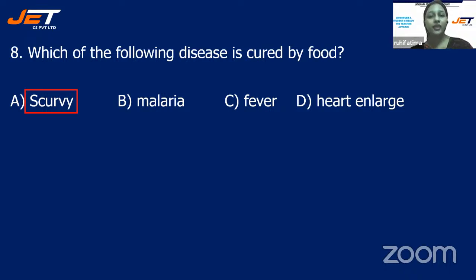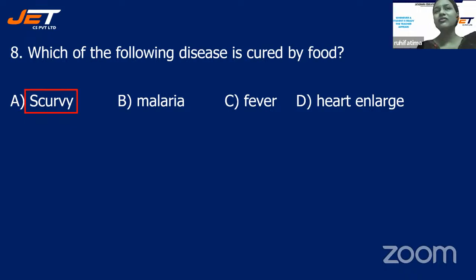What is scurvy? What type of disease is scurvy? You must have always heard about malaria, fever, or heart problems, but hardly have you heard about scurvy. Scurvy is basically a gum disease. And it is cured by food only.